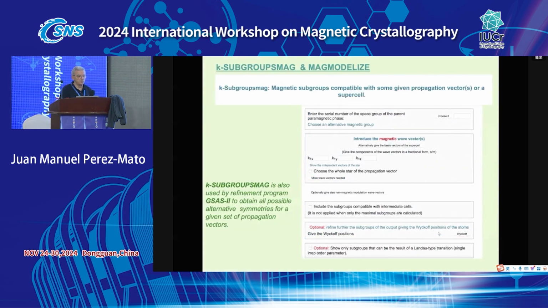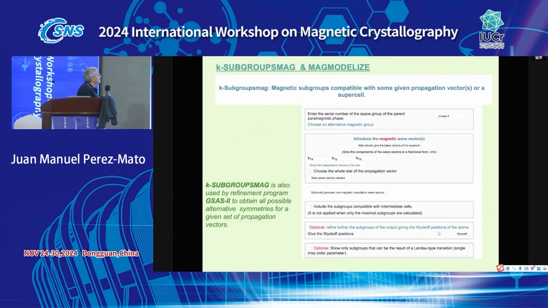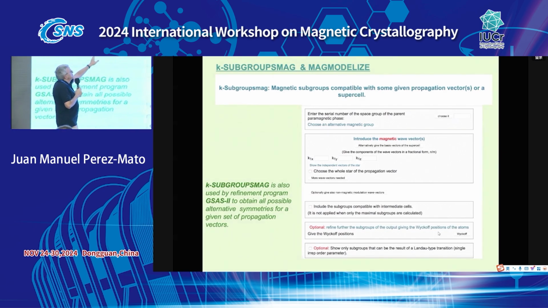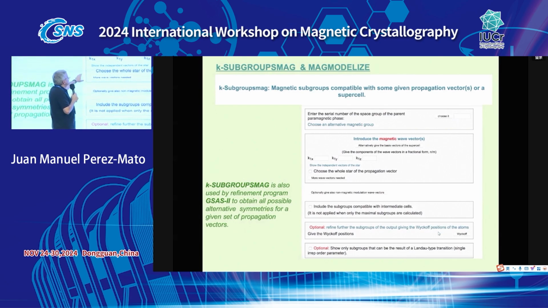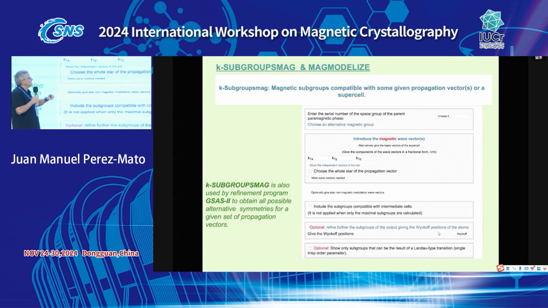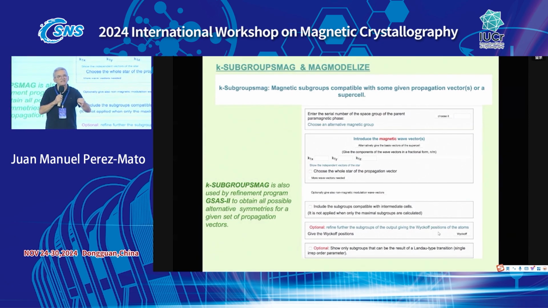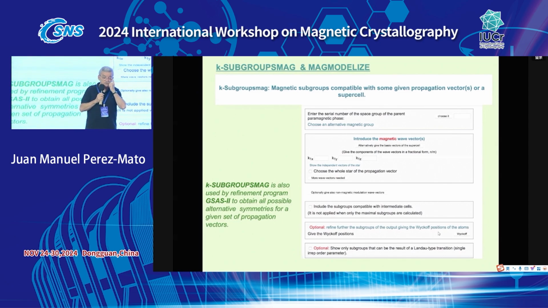So this is the input file, the input page for this program. Again, you introduce the space group, you introduce the k vector. There are options here saying I need more k vectors, so you can put several ones. If you have a k vector, you can say, okay, I want also the symmetry related ones. For instance, if you have a tetragonal one, the program directly tells you which ones could also be related by symmetry to the propagation vector that you have detected.